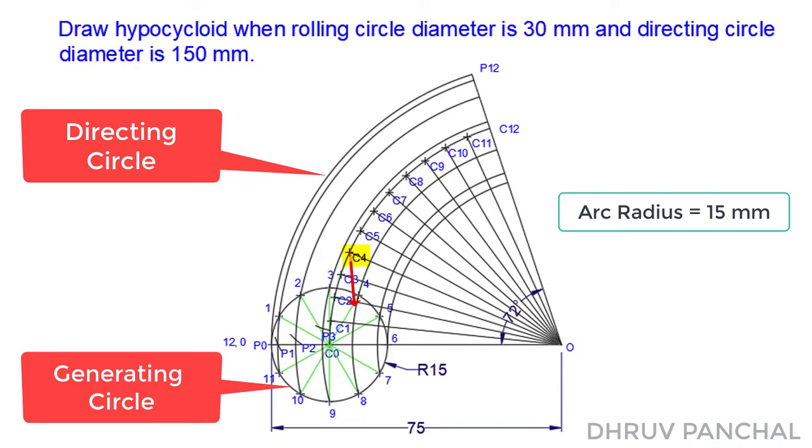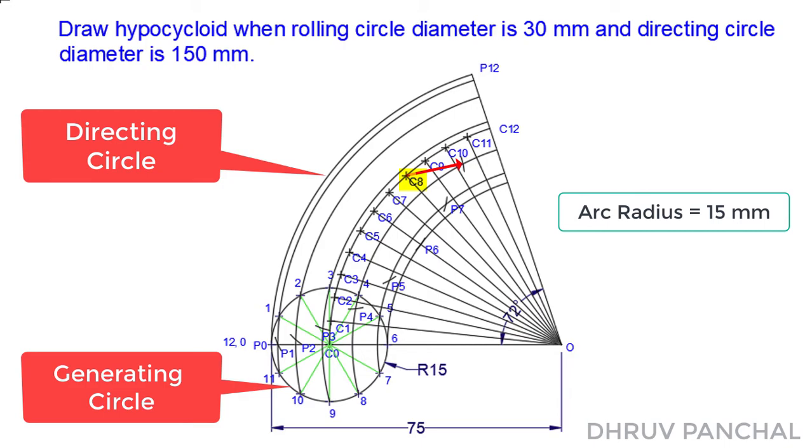Take point C4 as a center and draw an arc on the curve passing through point 4 to get point P4. Take point C5 as a center and draw an arc on the curve passing through point 5 to get point P5. Take point C6 as a center, draw an arc on the curve passing through point 6 to get point P6. Take point C7 as a center, draw an arc on the curve passing through point 7 to get point P7.